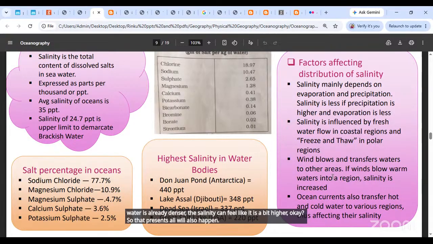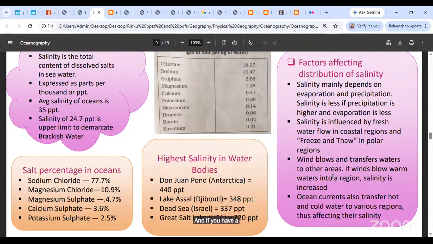Wind blows and transfers water to other regions. Once again, onshore and offshore winds will decide what the salinity of the water is going to be. If warm waters are blown into a region, obviously the salinity will be higher. Warm waters will usually mean higher salinity. Ocean currents also transfer hot and cold water. If you have a warm ocean current, then clearly the salinity will be raised. And if you have a cold ocean current flowing near that water body, then clearly the salinity will drop.